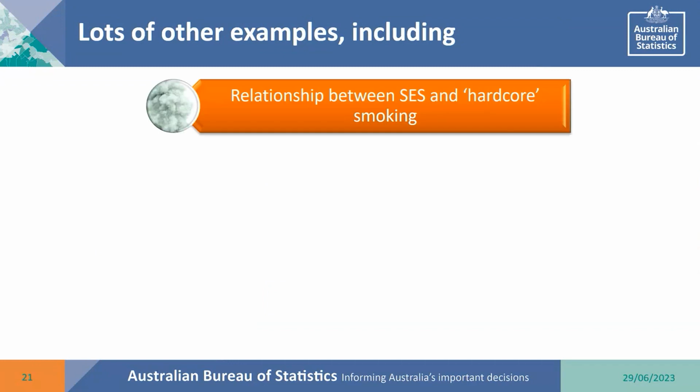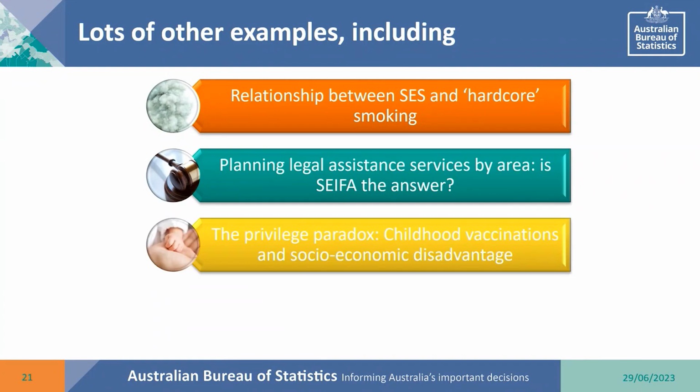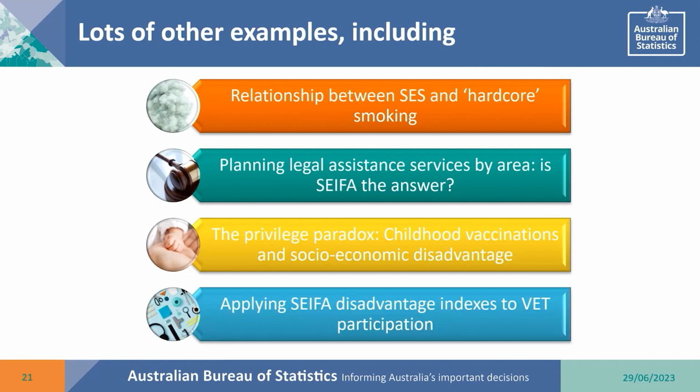So just very briefly, a few other ones. There's a study on the relationship between socioeconomic status and hardcore smoking. It was used to see whether it could be useful in planning legal services by area. It was used in a study pre-COVID of childhood vaccinations, which looked at the privilege paradox of high socioeconomic areas having lower vaccination rates. And it was used to look at assessing vocational education training participation.